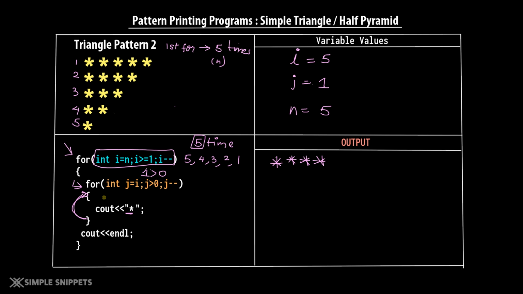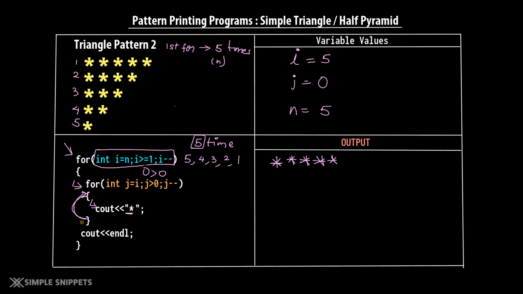Is 1 greater than 0? Yes it is. Again go inside the inner for loop. Print this star again. Again go to the start of the for loop. That is the inner for loop. It becomes 0. And now the condition becomes false, because 0 is of course not greater than 0. It is equal to 0, but the condition has to be greater than 0.